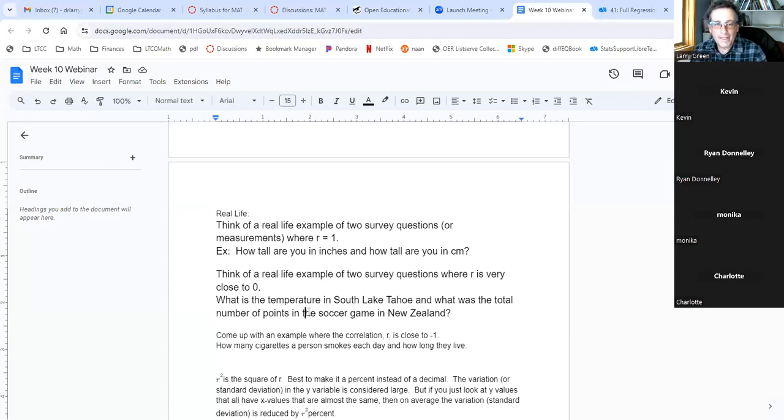Okay. But hopefully you get the idea of what it means to have a correlation close to 0. Basically it means that knowing one is not going to help you find the other, especially using some line. All right. So now let's see if you can come up with an example where the correlation is close to -1.